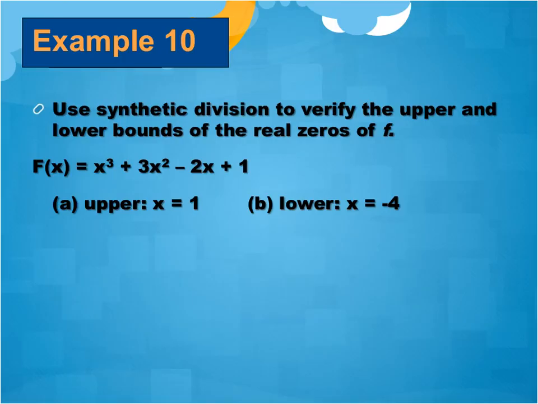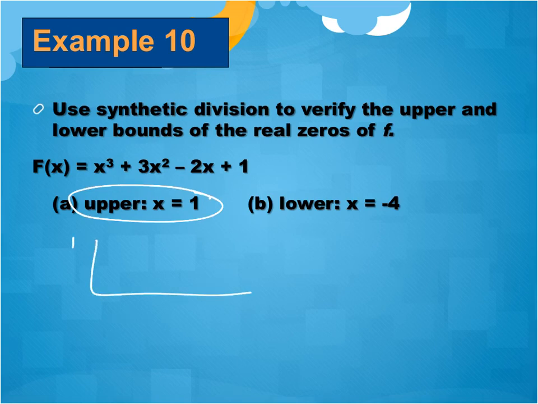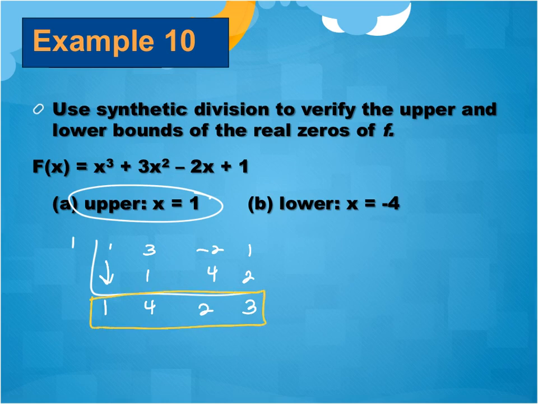So this last example just shows you how to use them. It says use synthetic division to verify the upper and lower bounds of the real zeros of f. So with my upper bound, I'm going to take 1, put it on the outside, list my coefficients in decreasing degree order, 1, 3, -2, 1, use synthetic division, and show that all the numbers on the bottom are either positive or 0. That's verifying it's an upper bound, which means there would be no root bigger than 1.